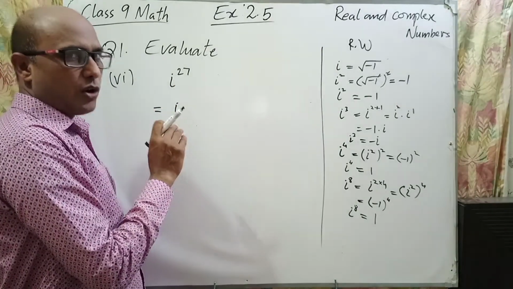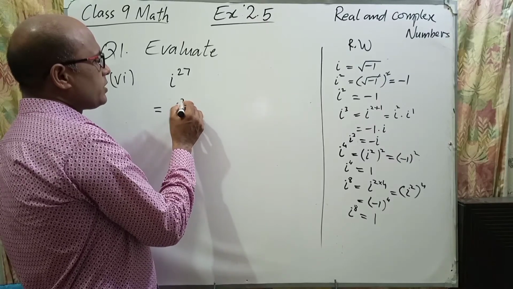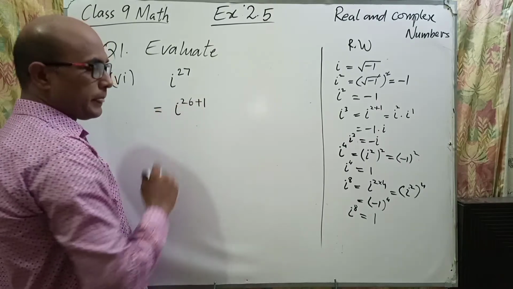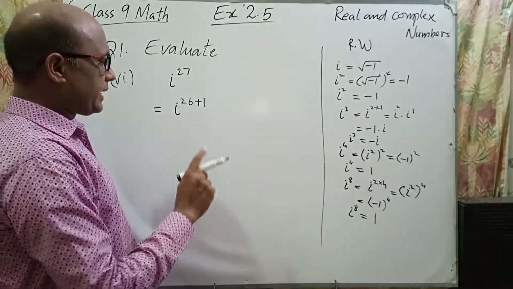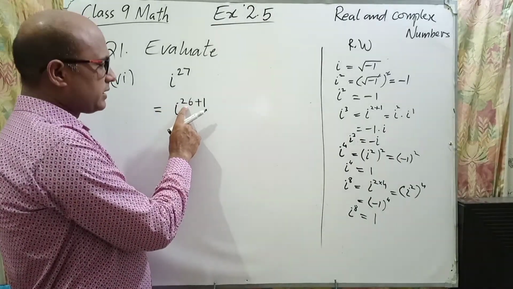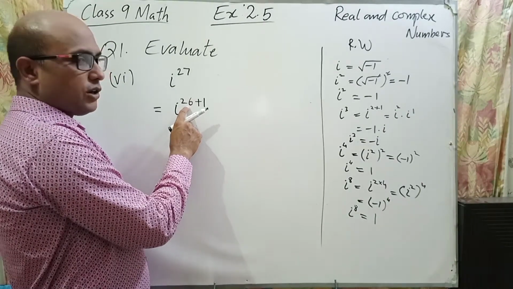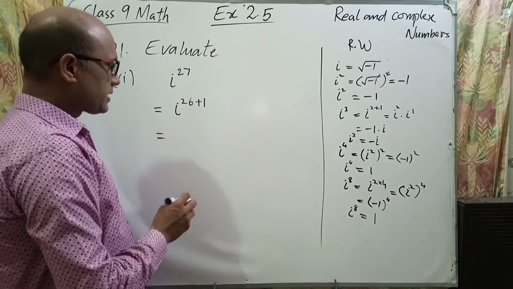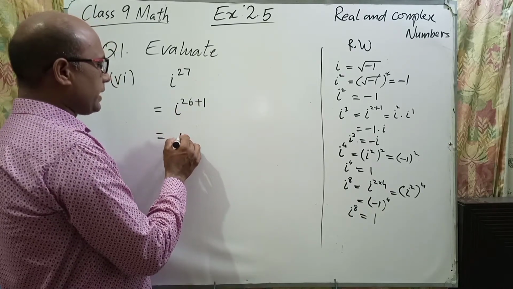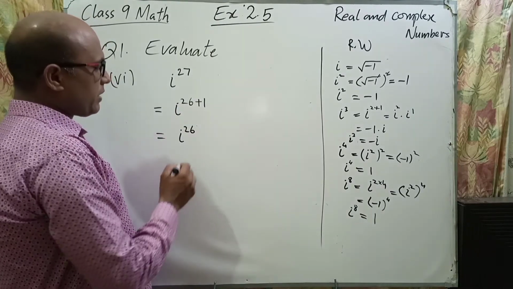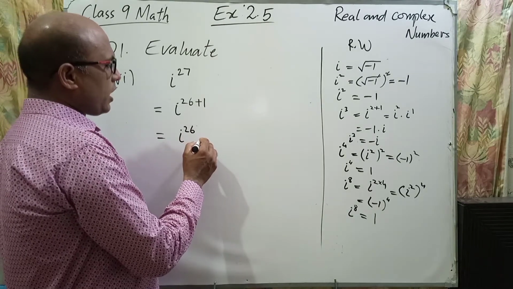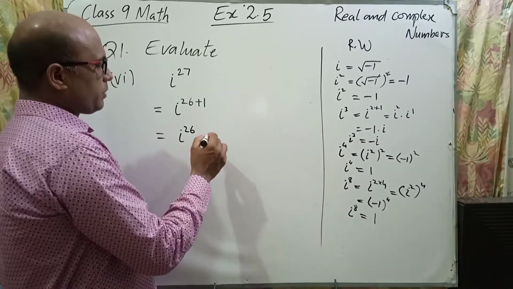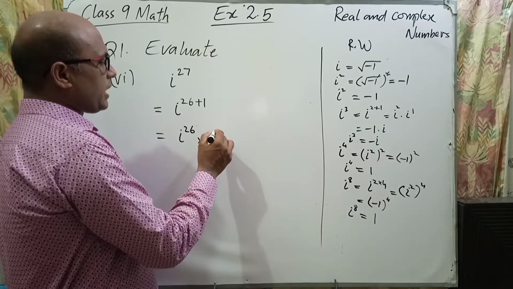We'll separate an odd number from this number. For example, we'll write here 26 plus 1. 1 will be separated and we have got an even number or even exponent on iota. Students, here we can separate the powers, iota power 26 and dot or multiplication sign, you can write dot or multiplication sign iota power 1.